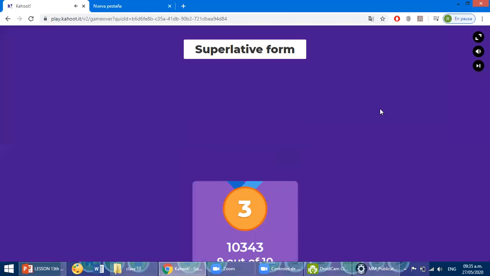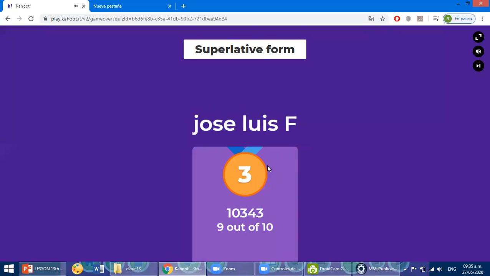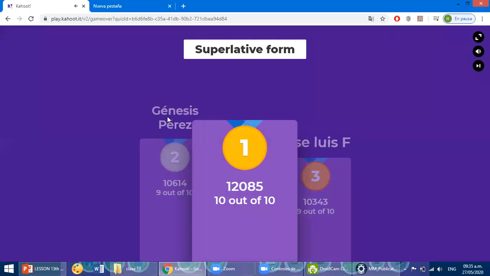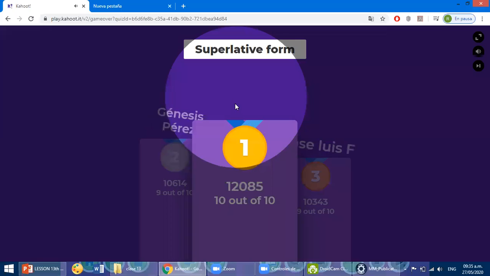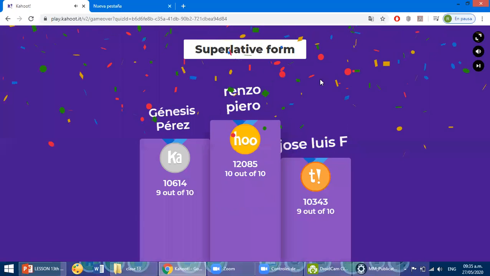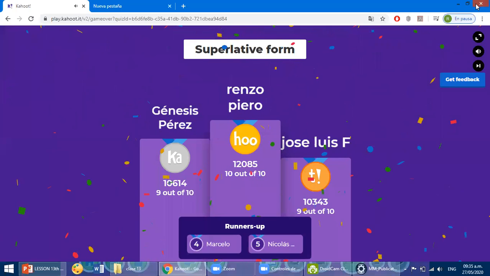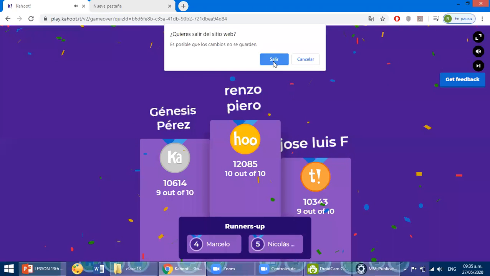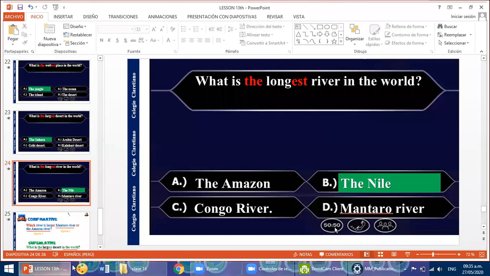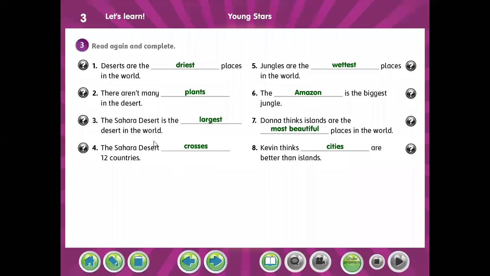Let's continue with the book, okay? Let's see, but first, Jose Luis. Congratulations, Jose Luis. Good, congratulations. And let's see. Okay, Renzo, congratulations for you. Now, please, let's continue, okay? Marcelo is in number 4 and Nicolas number 5. Congratulations. Let's continue, please, with your books, okay? Let's continue with the books.